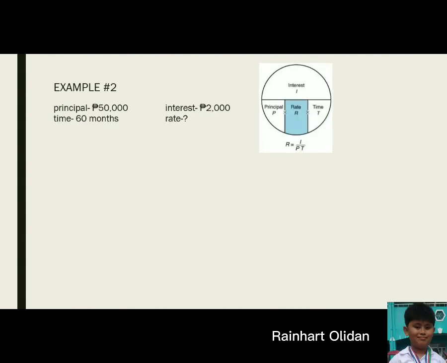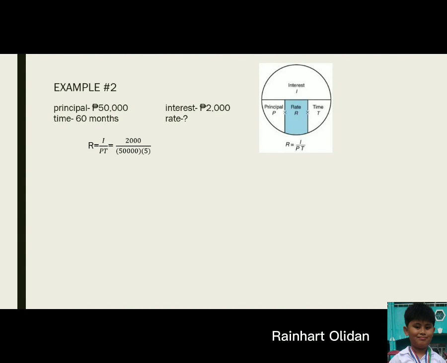Example number 2. What if the rate is missing? We use this formula I over P times T. If the principal is 50,000 pesos, the interest is 2,000 pesos and time is 60 months. In this diagram, we can see that rate is missing. Therefore, to solve for rate, we need to divide the interest over principal times time. It should look something like this.